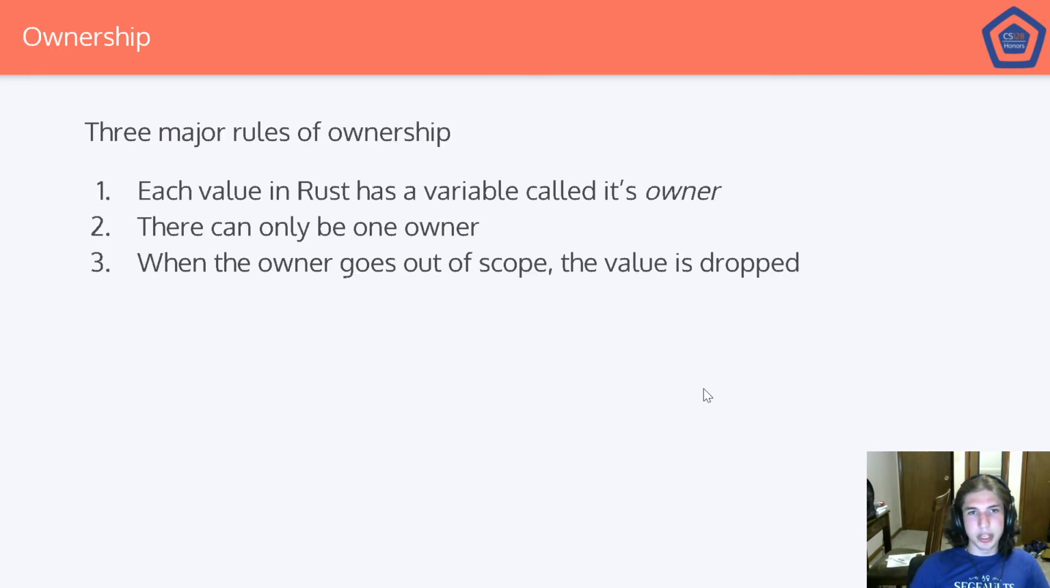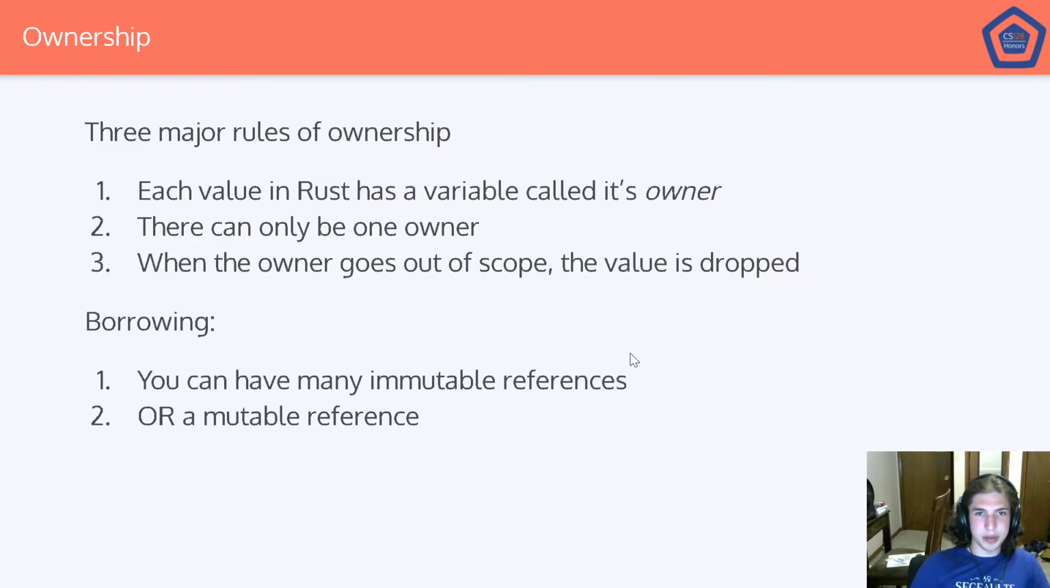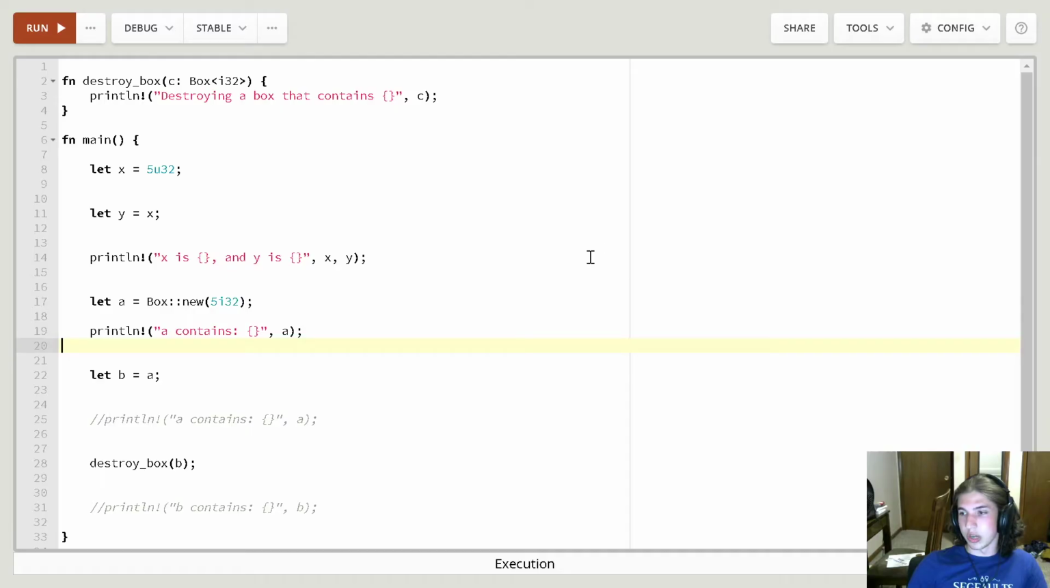Okay, so major rules of ownership. Each value in Rust has a variable called its owner. There can only ever be one owner, and when an owner goes out of scope, the value is dropped, or deallocated, deleted, whatever you want to call it. Additionally, with Matt, you learned about referencing and borrowing. You can have many immutable references or one mutable reference. I want you all to keep these rules in mind as we're looking at these examples, but let's go ahead and dive right into examples.